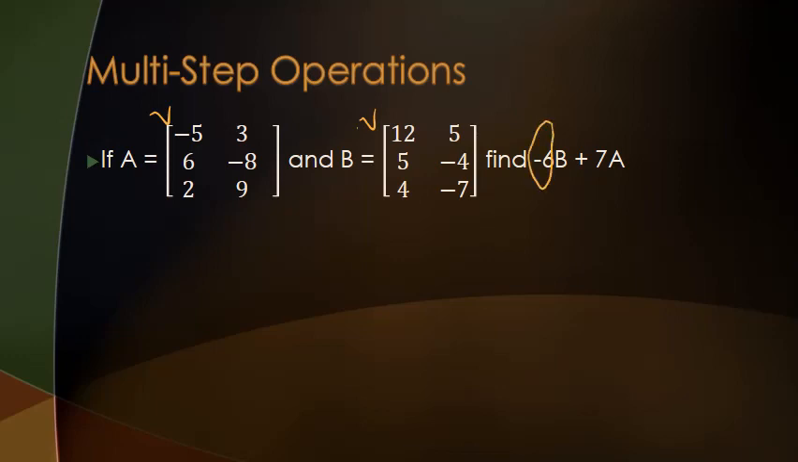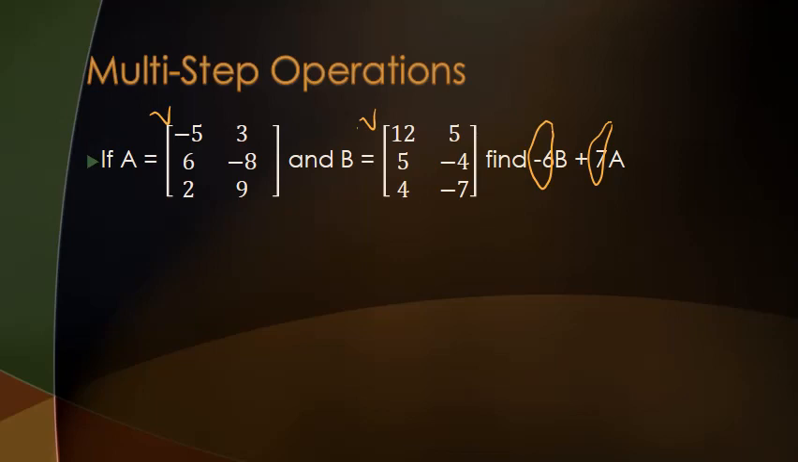And I'm also going to take matrix A and multiply it by a scalar of 7. And then I'm asked to add those together. So I've got to know that they have the same dimensions. And looking here, I see I've got 2 columns and 3 rows in both matrices. So let's attempt to work our way through this.